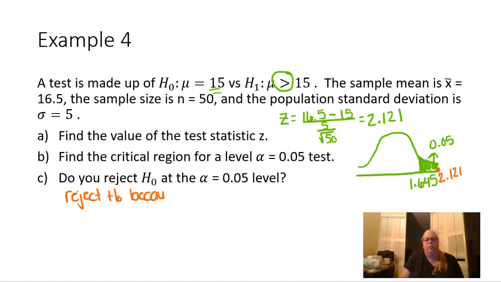So reject the null hypothesis because our Z statistic, 2.121, is greater than 1.645.